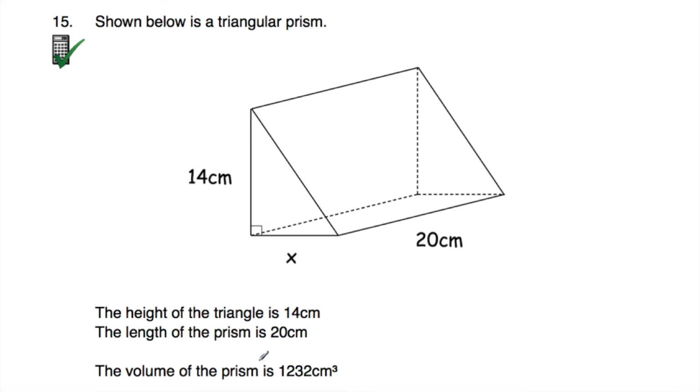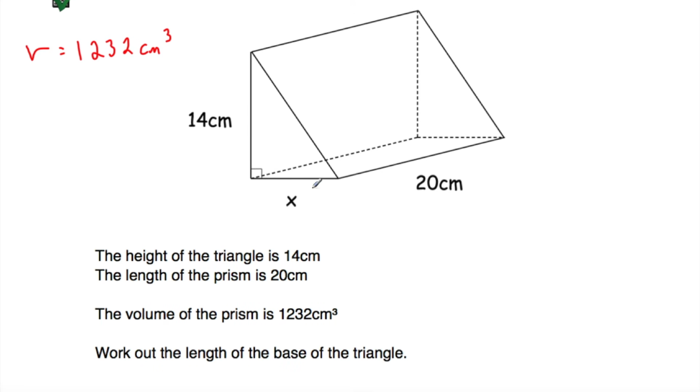We're told the volume of the prism, so we know the volume is equal to 1,232 centimetres cubed. And the question says, work out the length of the base of the triangle. So we want to find x here, the length of the base. Now we've got the volume.